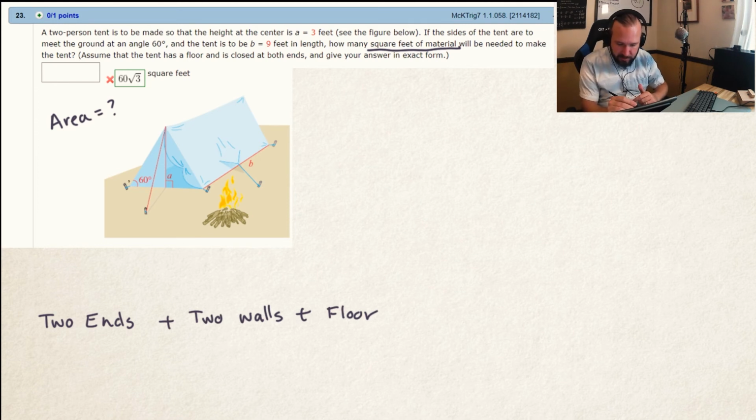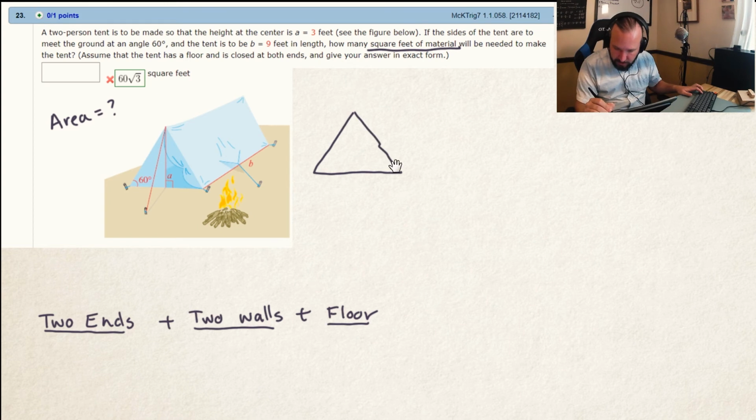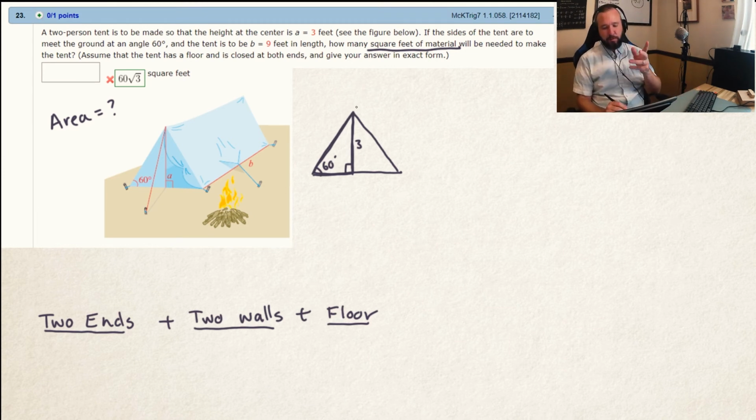Anyways, okay, so let's jump in here. So this triangle right here, that's the hard part. So let's see if we can just work with that triangle that is one of the ends. So what they tell us is that the height at the center is 3 feet. So that means this is 3. Okay, and this is 60 degrees over there. So I'm going to try to use my 30, 60, 90 triangle knowledge in order to figure out the things that go on the rest of this side.